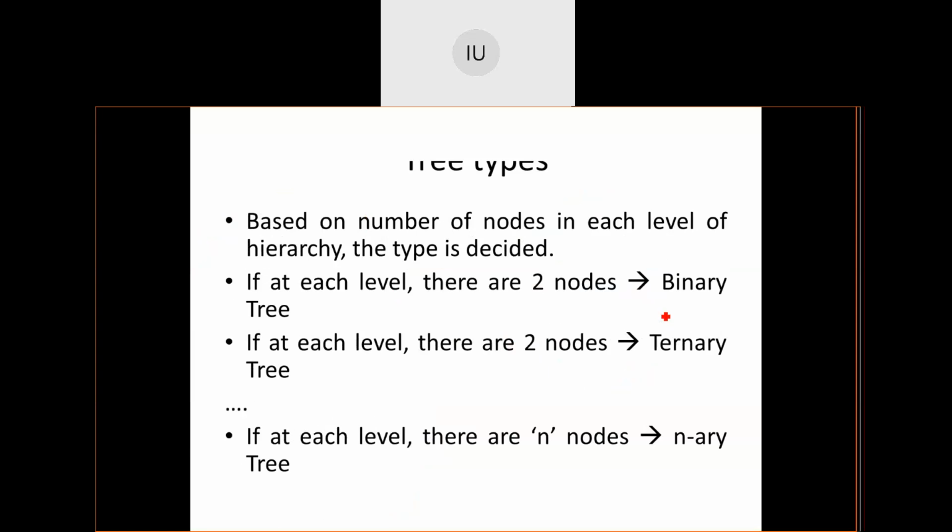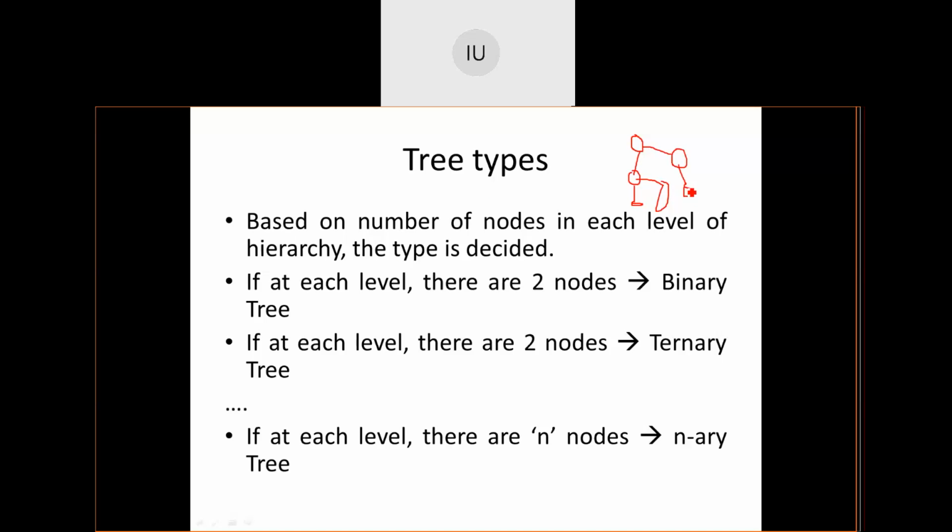I'll repeat again. I'll just go back. Based on the number of nodes in each level of the hierarchy, the type is decided. Now, just assume that I have a tree structure arranged like this. There are nodes arranged like this.